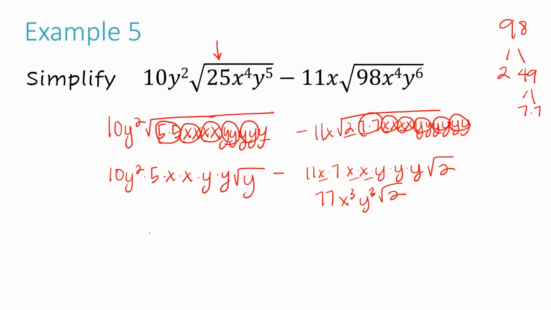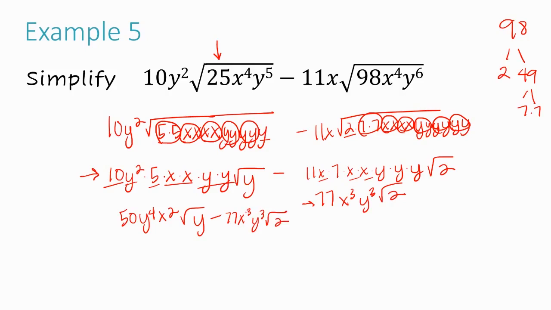Square root of 2. Okay, and I never simplified this first one, so let me go ahead and do that right now. I got a 10 and a 5, and that gives me 50. And then I have a y squared, and I have some more y's over here, so that gives me y to the 4th. And then I have 2 x's, x squared, square root of y. Okay, and that's minus all of this over here, which ended up being 77x to the third, y to the third, square root of 2.